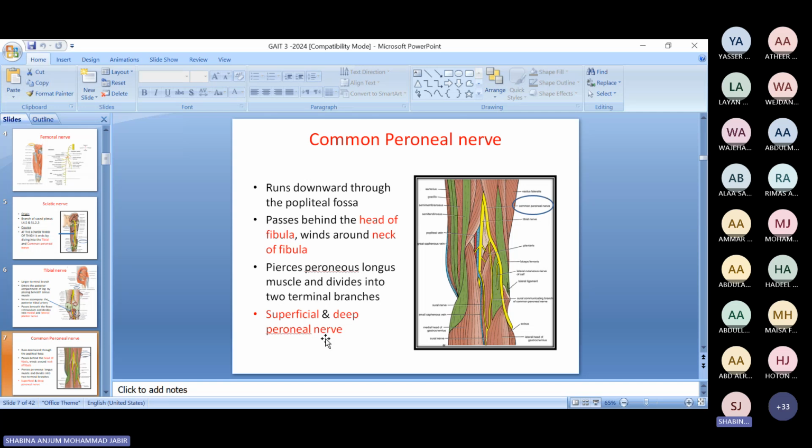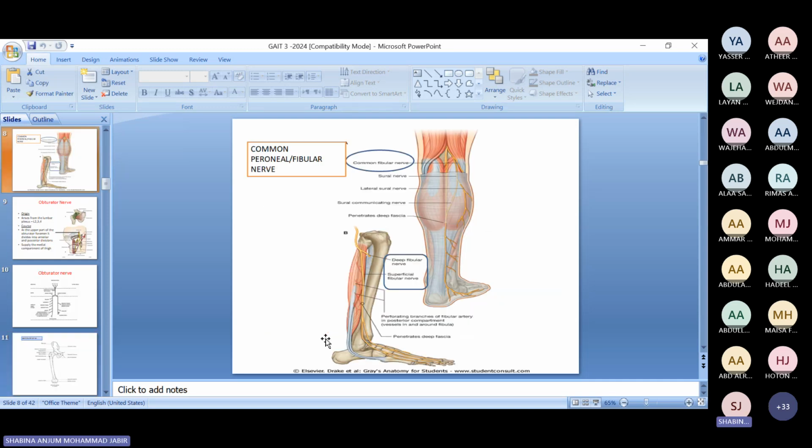So we have the common peroneal nerve, which will divide into superficial and deep peroneal nerve. Again here you can see this is the common fibular or common peroneal nerve. Some books refer to it as fibular, some call it peroneal.